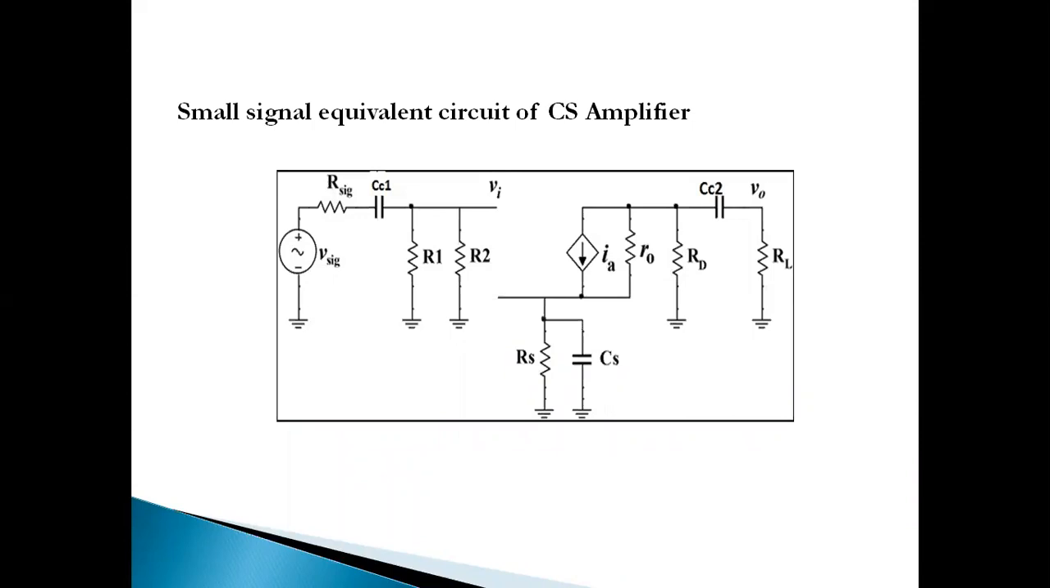The circuit shown here is the AC equivalent circuit of the CS MOSFET amplifier. The circuit has three types of RC networks. The first is called the input RC network. The second one is the output RC network. And the third is the bypass RC network.